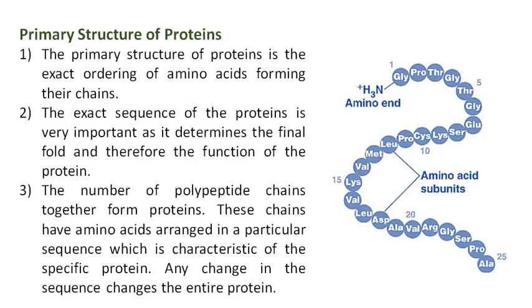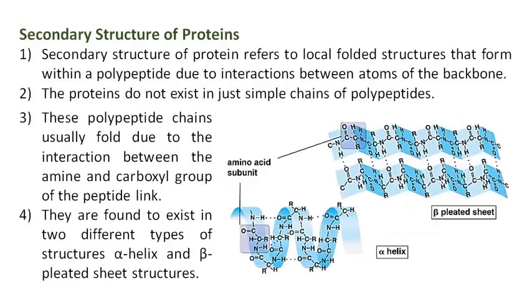Primary structure of proteins. The primary structure of proteins is the exact ordering of amino acids forming their chains. The exact sequence of the proteins is very important as it determines the final fold and therefore the function of the protein. A number of polypeptide chains together form proteins. These chains have amino acids arranged in a particular sequence which is characteristic of the specific protein. Any change in the sequence changes the entire protein.